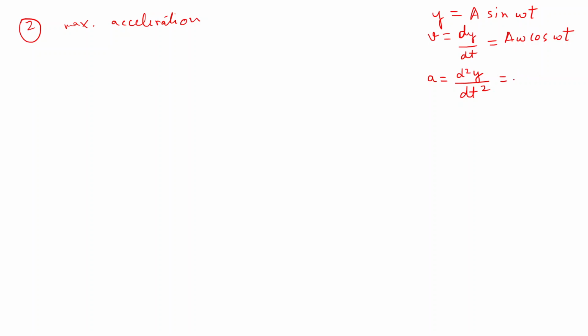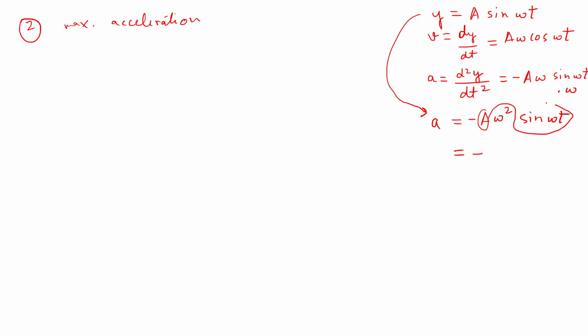Now this time the equation will become, because the derivative of cos is minus sine, minus a omega sine omega t, and there will be one more omega. So finally it will be minus a omega square sine omega t. This is the acceleration. Now if you compare this with the first equation, you can see we can rewrite this as a sine omega t. This a and sine omega t part is actually y, and then the remaining is this omega square.